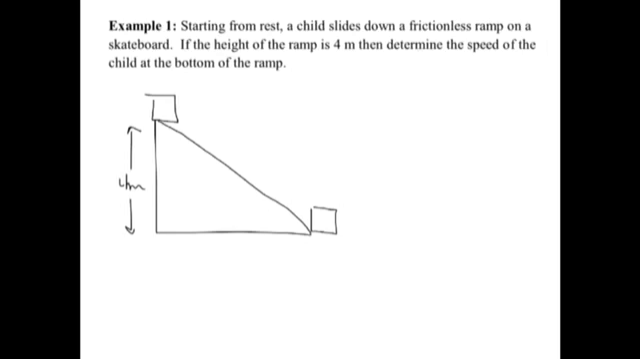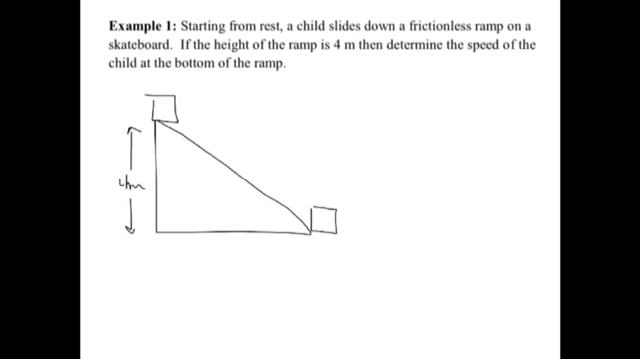We're not given theta, we're not given an angle, we're not given this side. We can't use the Pythagorean theorem to find the length of the ramp. It does not matter. Now, continuing though, it does matter where the bottom of the ramp occurs relative to the top, and that's 4 meters below. So we want to find the speed of the child at the bottom of the ramp.